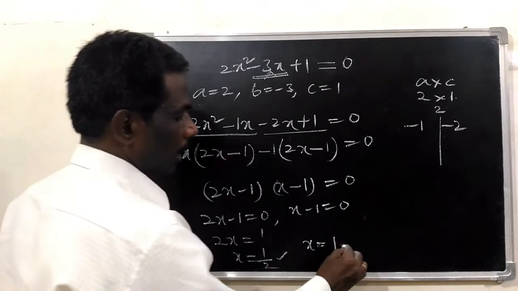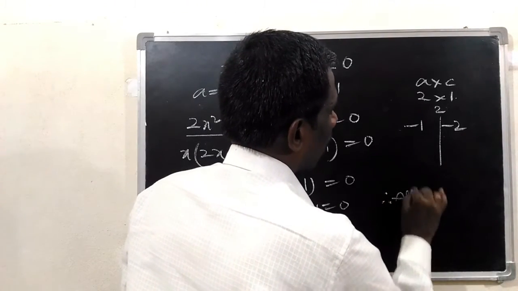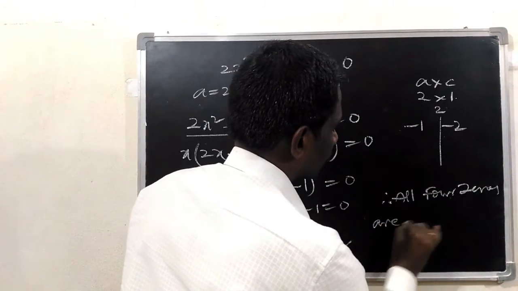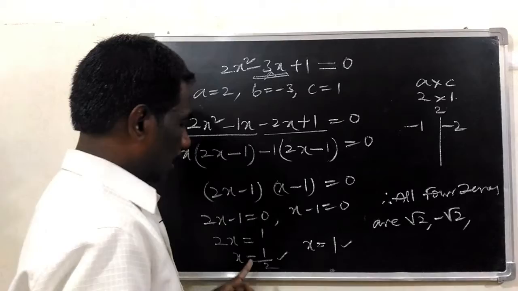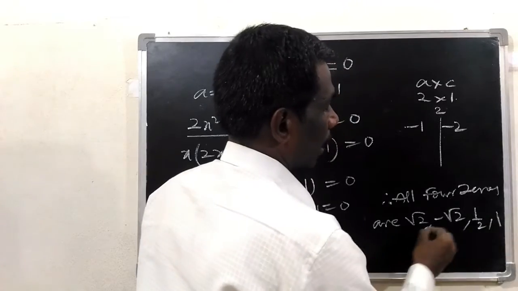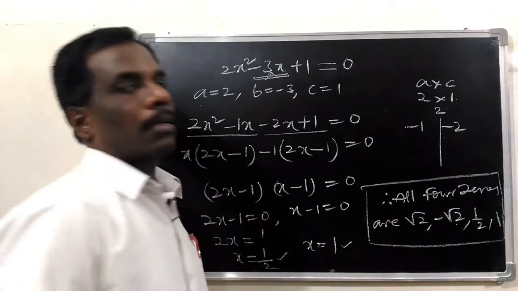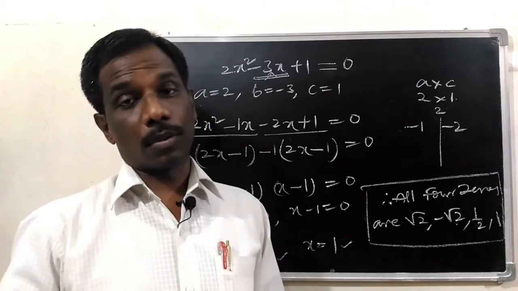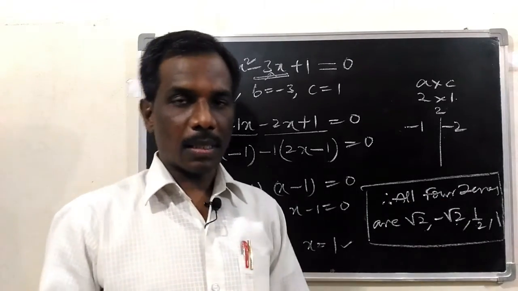Now these two are the 2 more zeros. Therefore, all 4 zeros are root 2, minus root 2, which are already given in the question, and we just got 1 by 2 and 1. 1, 2, 3, 4. These 4 are the zeros of the given polynomial, because our given polynomial's degree is 4. Then it has to have 4 zeros. Here these are the zeros of the given polynomial.